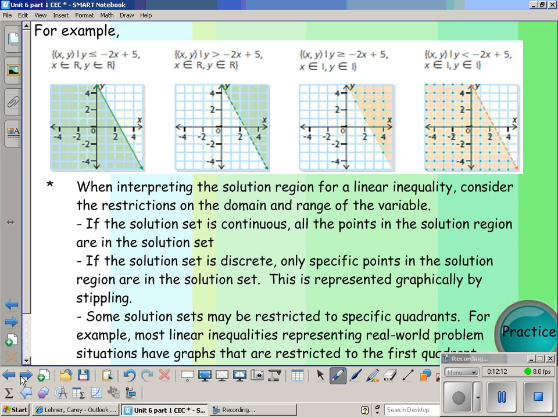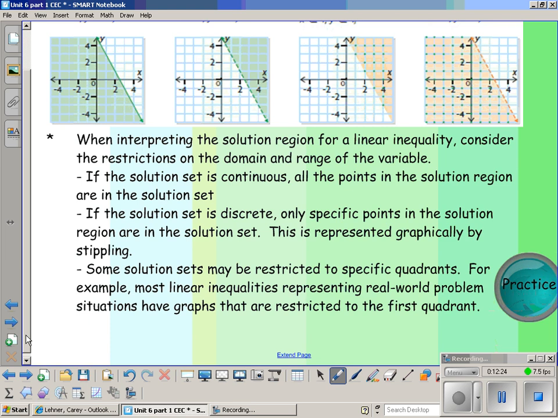So when interpreting the solution region for a linear inequality, consider restrictions on the domain and range of the variable. This would apply to situational questions, which we haven't got into yet. But basically, if the solution set is continuous, all the points in the solution region are in the solution set. But if it's discrete data, only specific points in the solution are part of the solution set. And we represent this by stippling. Some solution sets may be restricted to specific quadrants. For example, most linear inequalities representing real-world problem situations have graphs that are restricted to the first quadrant. That means x is positive and y is positive.